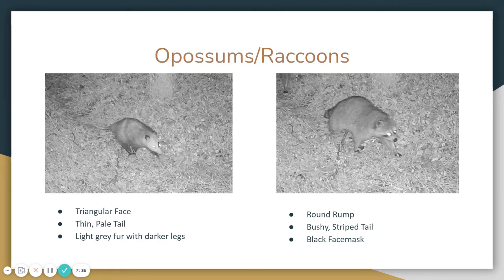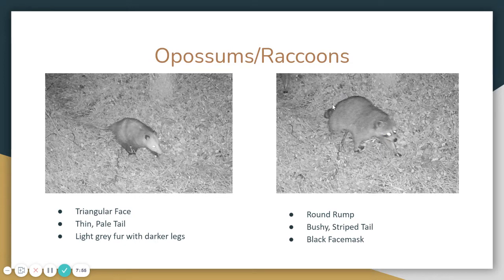of each species. Possums have a much narrower face and this sort of rat-like tail, and their fur is a very light gray. Raccoons have a wider face, that bushy striped tail, and the black mask.